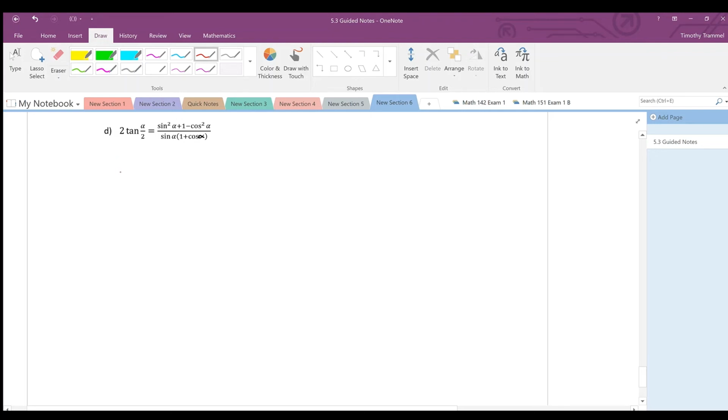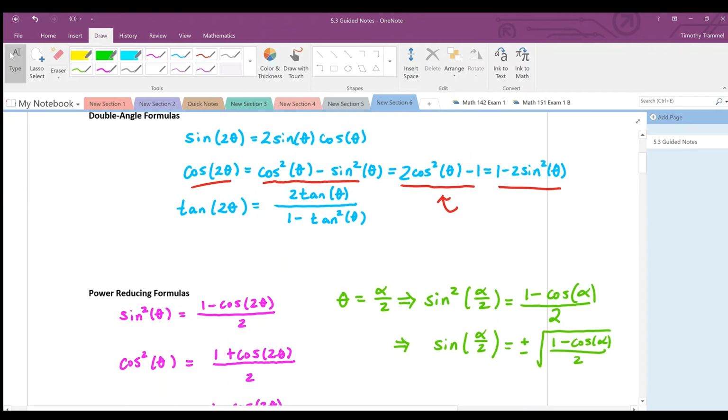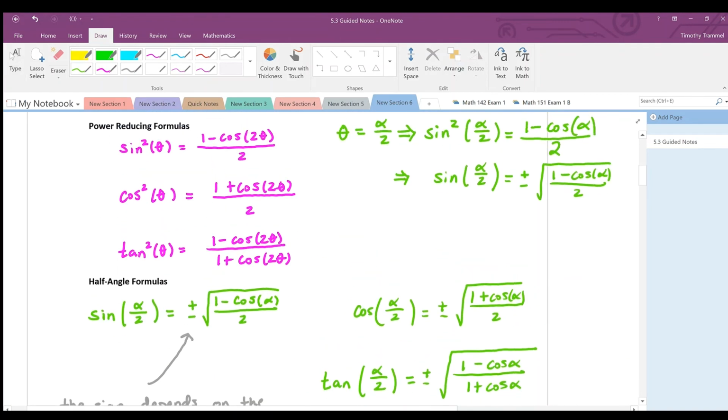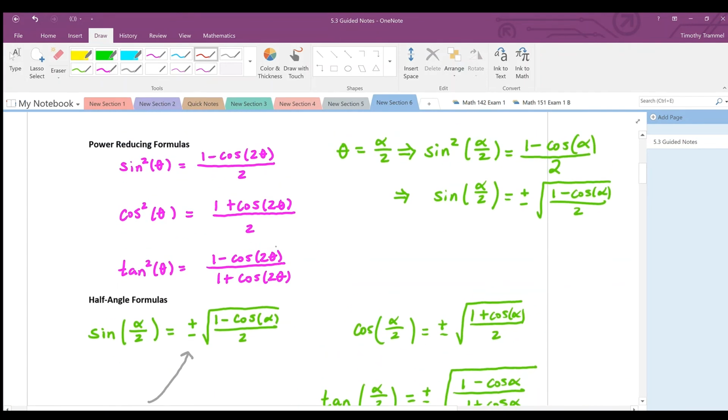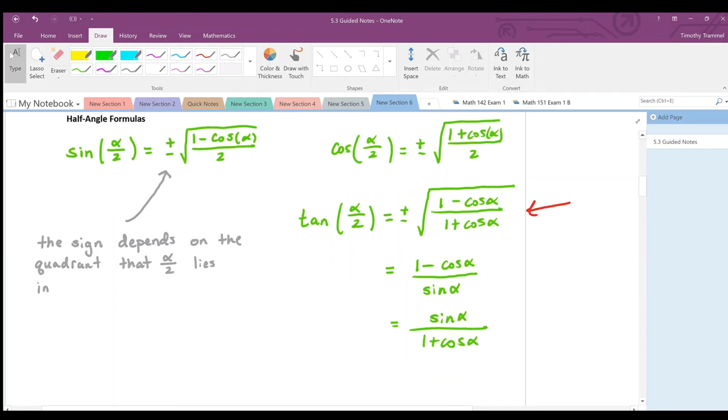tangent of alpha over 2 is part of one of our trig identities. Let's go up and see which ones. There's actually a few. That's not the one. Here we go. So we have our tangent of alpha over 2 here, and it is equal to 3 different possible things.